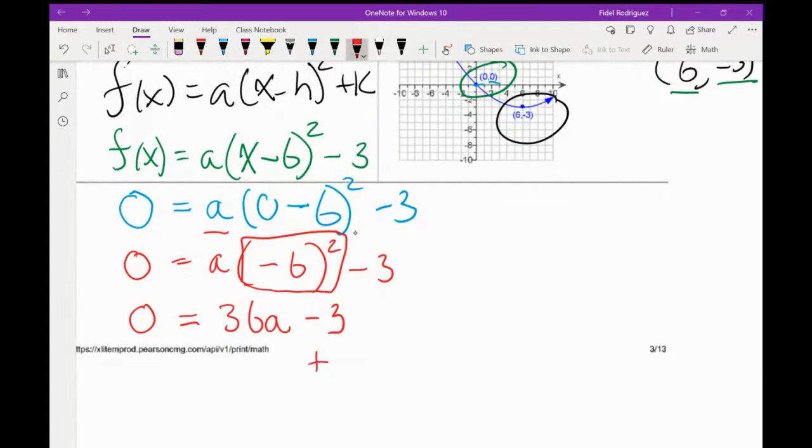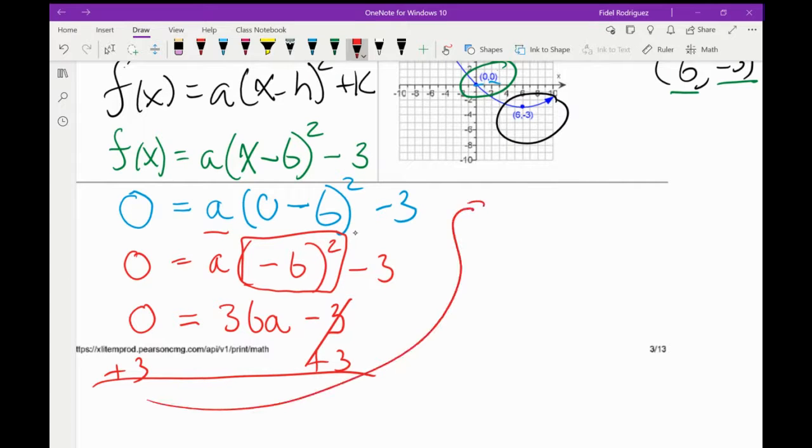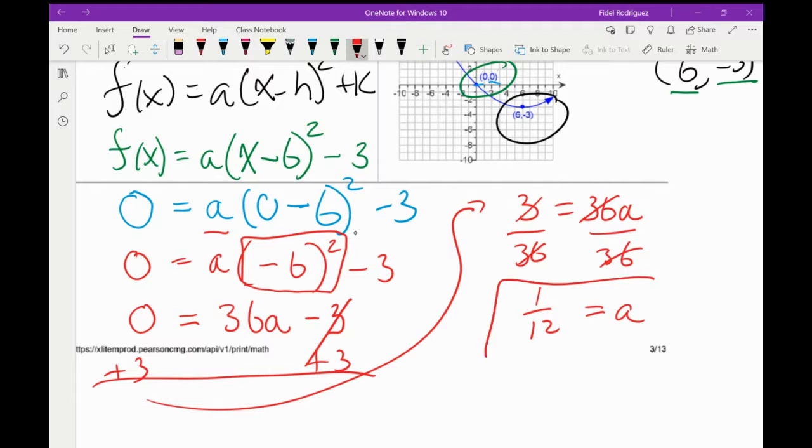Okay, I'm going to go ahead and solve for A. So I'm going to add 3 to both sides. And I'm just going to write it over here. So I'm going to have 3 equals 36 with an A. And now, since I'm trying to get the A by itself, I'm going to go ahead and divide both sides by 36. And A is equal to, I can reduce that right there into 1 over 12.